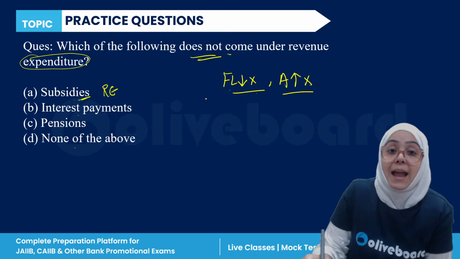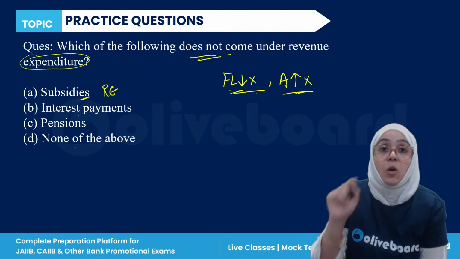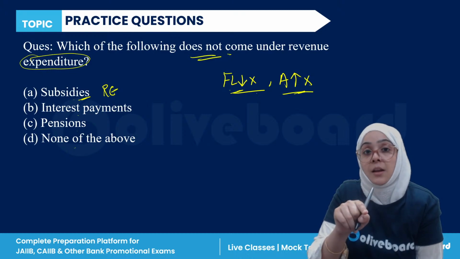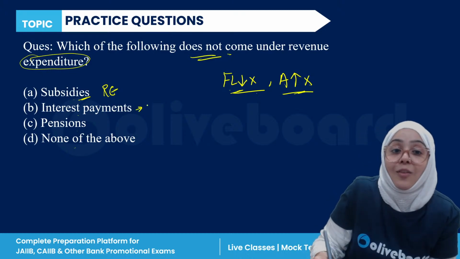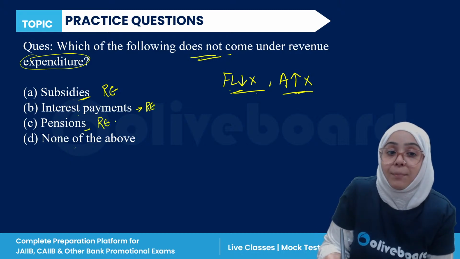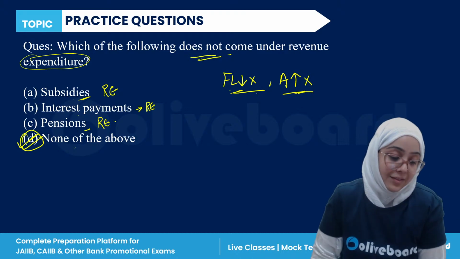Interest payment, neither decreasing financial liability nor increasing the asset. Why? Because when you are paying interest, it is not reducing your liability. Liability is actually the principal amount, so it is also a revenue expenditure. Pension is also a revenue expenditure, so none of the above is the correct answer here. D is the correct answer here.